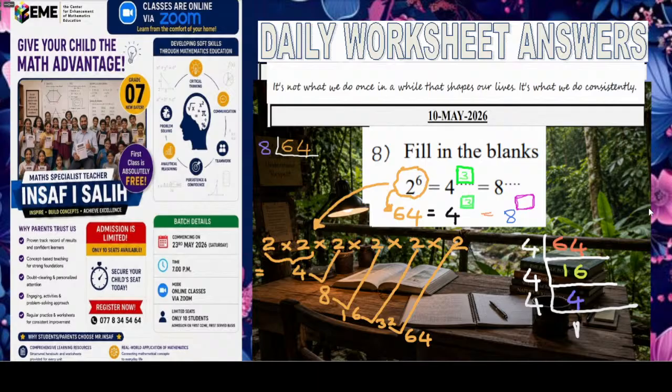That gives us 8. There are 8 8's in 64. You divide once again by 8. You keep on dividing by 8 till you end up getting 1. So what is 64? That is 8 to the power of 2. The index has to be 2. So what is 2 to the power 6? That is equal to 8 to the power 2.